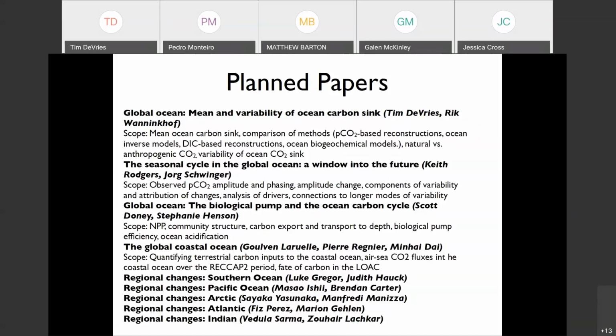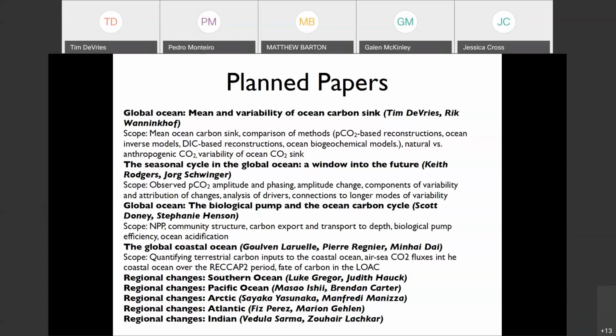So just for people's information, the kinds of papers that we thought would come out of this project are outlined there. And again, if you're interested in contributing to these papers or contributing data products, we'd be more than happy to have more people come on board. You can always use more help. But we'll have a paper on the global ocean carbon sink, its mean and its variability from these different methods. So myself and Rik Wanninkhof are leading that chapter with help from many, many other people. The people in parentheses are the lead authors, and of course other people are involved as well.